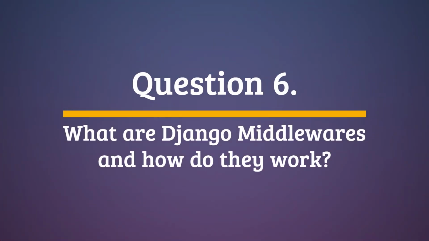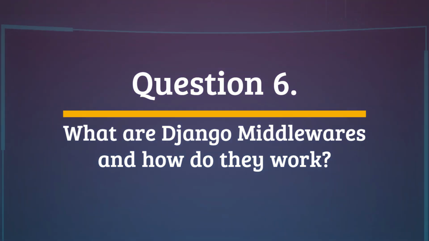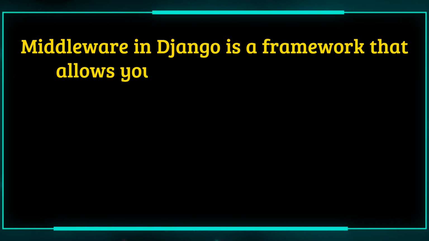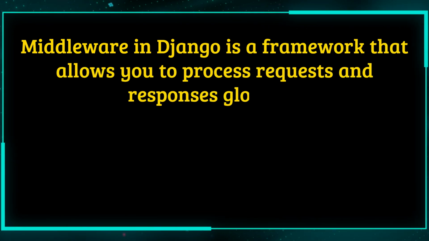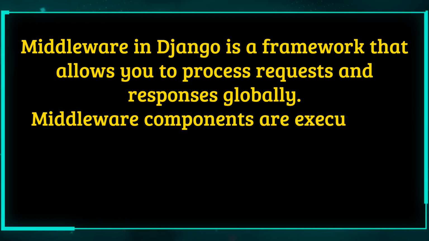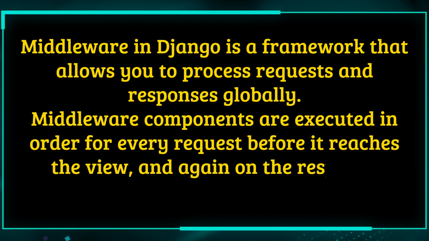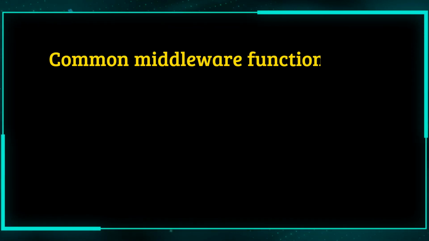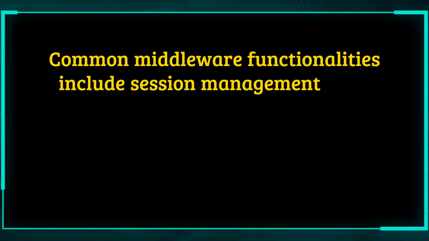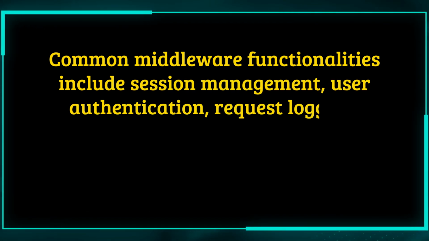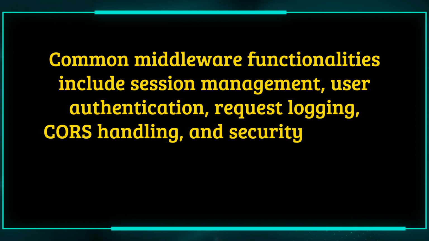Question 6. What are Django middlewares and how do they work? Answer. Middleware in Django is a framework that allows you to process requests and responses globally. Middleware components are executed in order for every request before it reaches the view, and again on the response back to the browser. Common middleware functionalities include session management, user authentication, request logging, CSRF handling, and security headers.